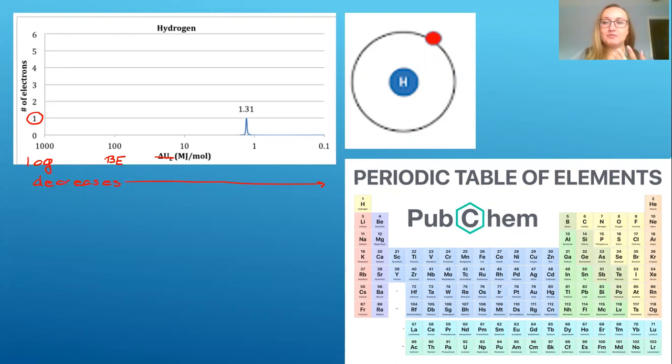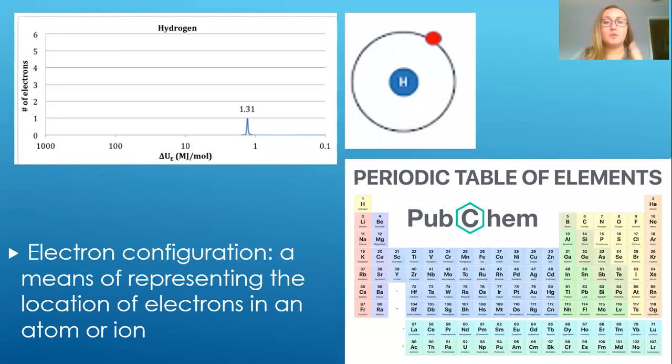Now, a lot of times we want to represent where electrons live in an atom. And we do this using something called an electron configuration.